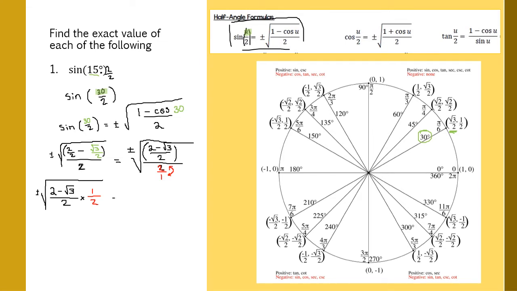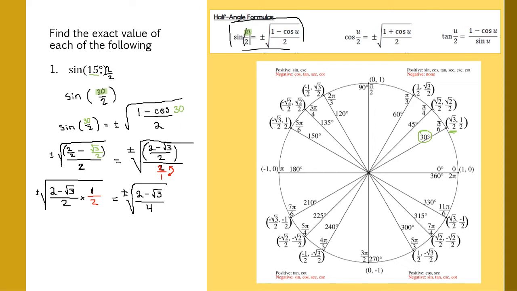And now if I multiply across, the numerator is being multiplied by 1, so nothing changes there. It's still 2 minus root 3. But now on the denominator, 2 times 2 is 4, and that's all still under the radical.